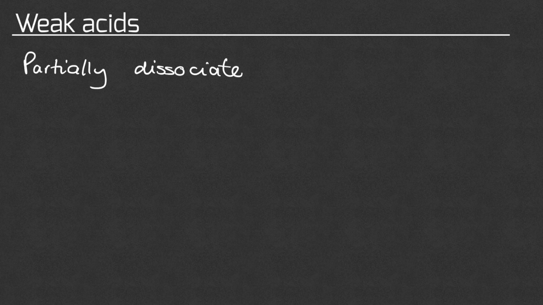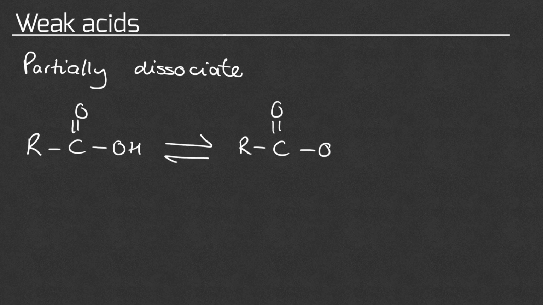Carboxylic acids are weak acids, and this is because they only partially dissociate in water. You can see here an example of that dissociation equation. Given they only partially dissociate, we draw this using an equilibrium sign, and the equilibrium for the reaction will be far to the left-hand side. So you'll only have a small proportion of the dissociated acid on the right-hand side.